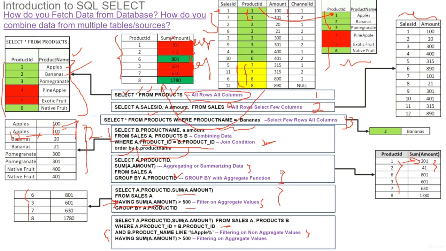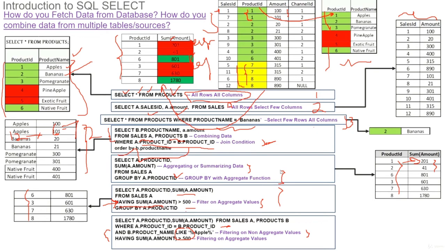I'm only looking for apples, but I'm also looking for apples that sold more than 500. I'm looking for product IDs with names like Apple. Now, like is a pattern matching construct. So when you say like, you can give a pattern and the values are matched. If they match this pattern that you mentioned, then the results are included.